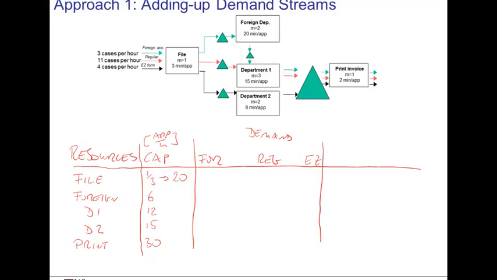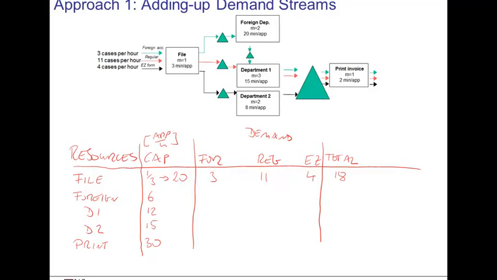Each of these 3 flow units is contributing to demand at the various resources. If you look at the filing department, we have 3 units of the foreign accounts, 11 units of the regular accounts, and 4 units of the easy accounts contributing to demand. This is equal to a total demand of 3 plus 11 plus 4 equals 18 units per hour.